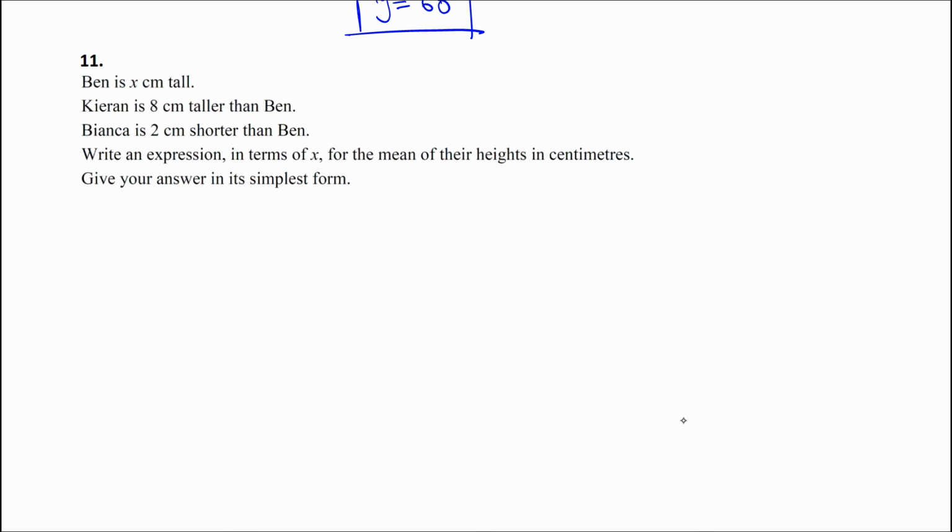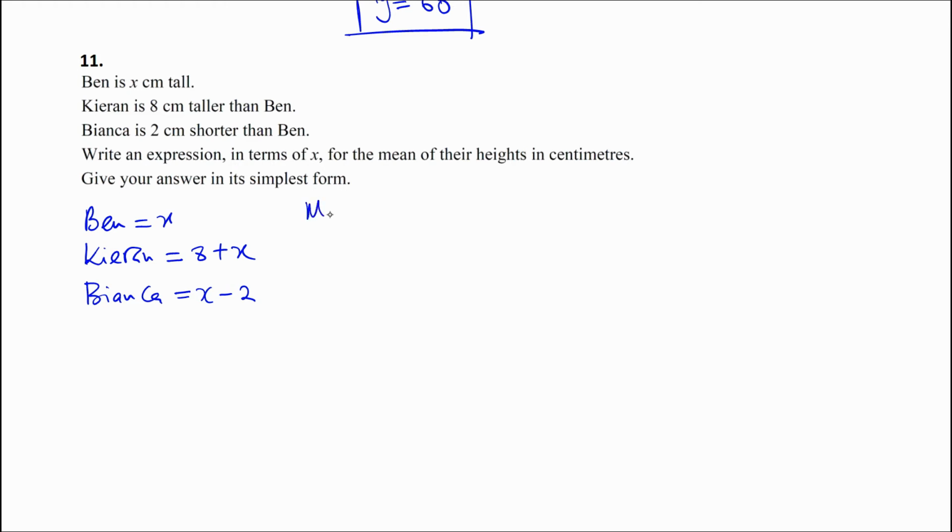So Ben is x centimeters tall. Kieran is 8 centimeters taller than Ben. And then Bianca is 2 centimeters shorter than Ben. All right. Write an expression in terms of x for the mean of the heights.